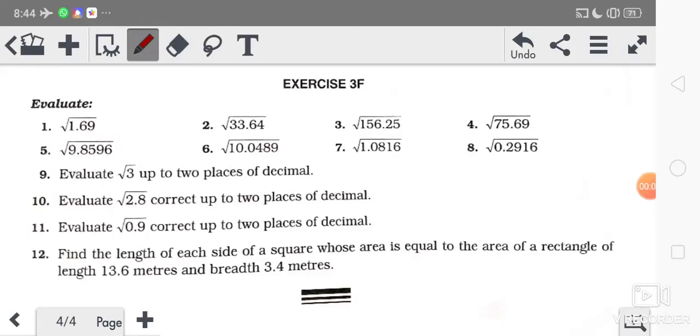Good morning, children. This is Shashashi here, and today we are going to discuss exercise 3F. Okay, 3A already we have discussed, and exercise 3F we are going to discuss. Before coming to the questions, let us first discuss a few concepts which will be needed.